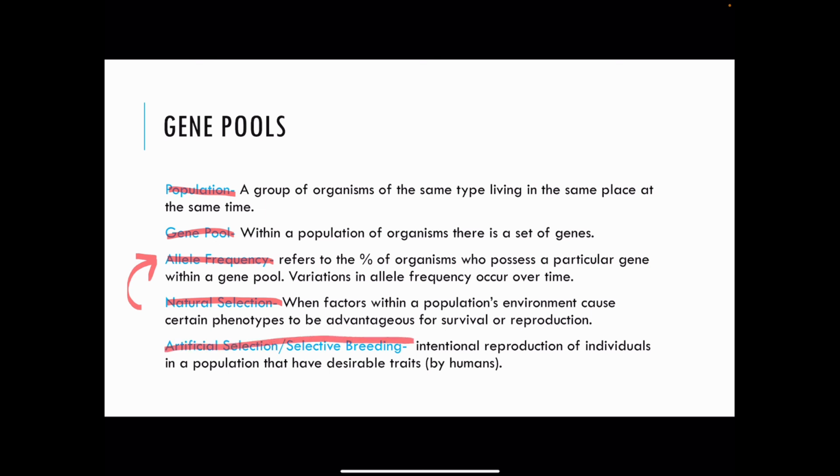Artificial selection or selective breeding can result in changes in allele frequency as well, okay, but to a smaller extent. And that's because artificial selection is the intentional reproduction of individuals in a population that have desirable traits, all right? And so this isn't something that we, I suppose, do very often or every day, and so it has a smaller effect than natural selection does on allele frequency.